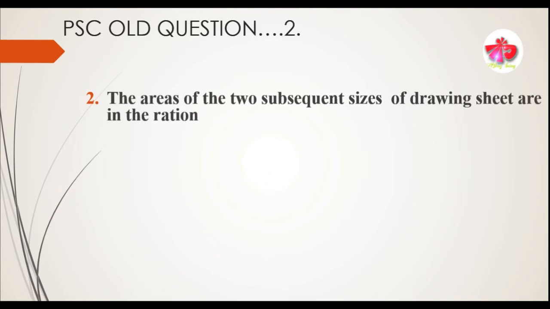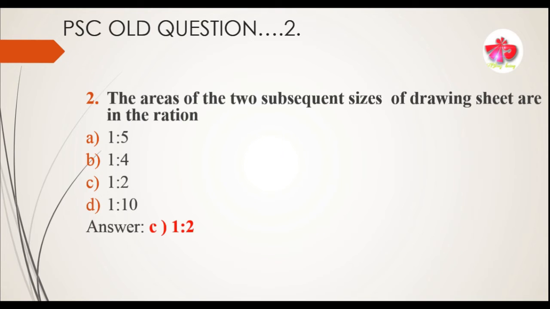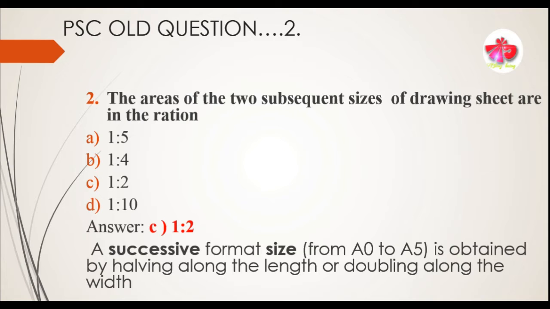Question number 2. The areas of the two subsequent sizes of the drawing sheet are in the ratio of option A 1:5, option B 1:4, option C 1:2, and option D 1:10. So friends, the areas of the two subsequent sizes of the drawing sheet are in the ratio of 1:2. The answer will be C. A successive format size from A0 to A5 is obtained by halving along the length or doubling along the width.